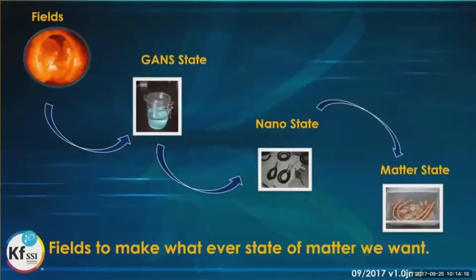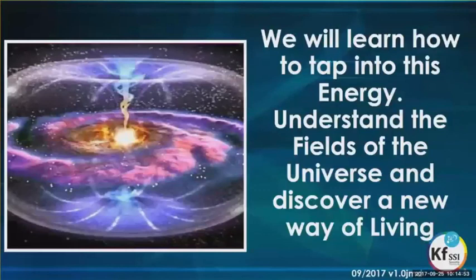And then in return, we've begun to learn that from the fields, we can make the GANs material, just like we've been taught to make CO2 GANs, which is essentially produced from the fields around us, to the nano and matter state. So from the fields, we can then begin to realize that we can start making and create matter, any matter that we want, using the fields. So we will learn how to tap into this energy and understand the fields of the universe, and in so doing we will then discover a new way of living on this planet and beyond.